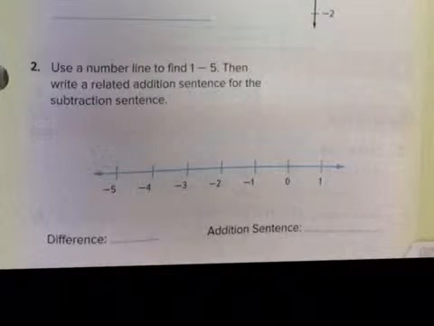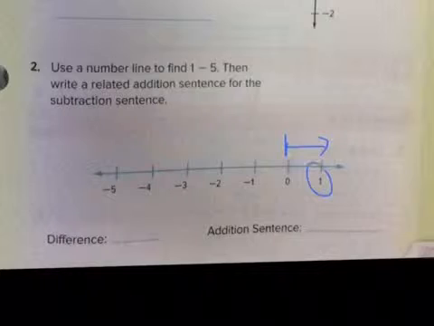Let's try it again, but this time we're going to actually make the number line. This one's a horizontal one rather than vertical. Use the number line to find 1 minus 5. Then write a related addition sentence for the subtraction. So we have 1, so we're going to move to the right with 1. I like to make the ones blue, so we start at 0 and we move to the right 1, to positive 1, as you see right there.